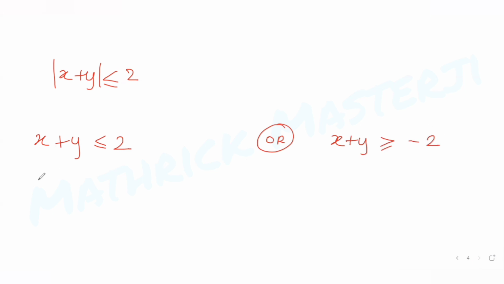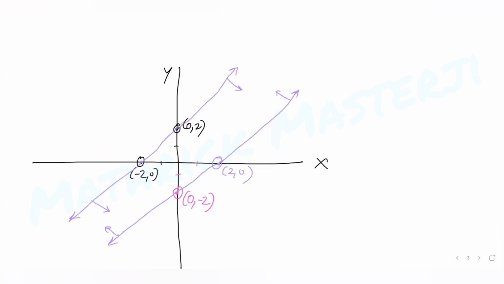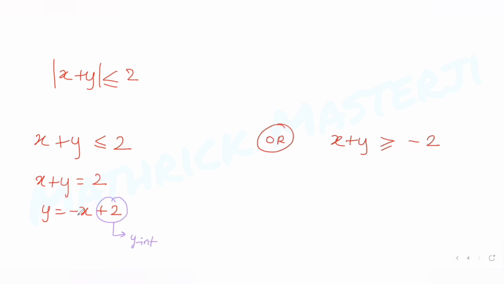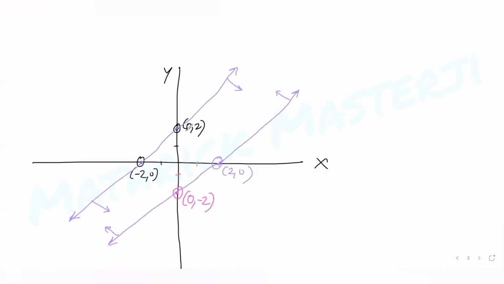So from this, if I remove the inequality, I get x plus y equals 2. And this gives you y equals minus x plus 2. Comparing it with y equals mx plus c, you get the y-intercept as 2, that is 0 comma 2. And if I put y equals 0, that gives you minus x plus 2 equals 0, so x equals 2. So you get the x-intercept as 2, and the y-intercept is also 2.